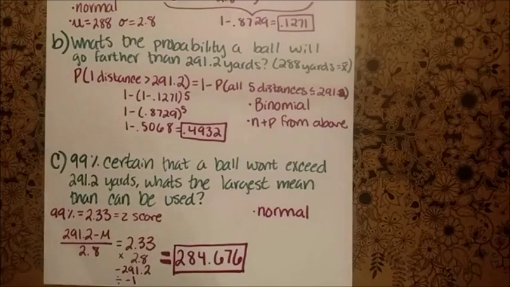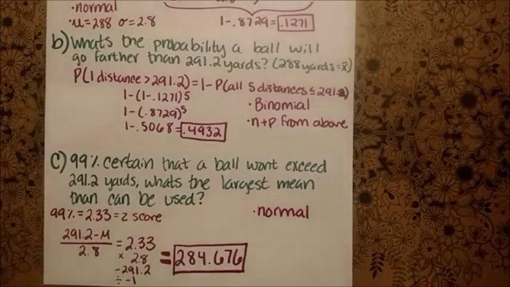So that is the probability that a ball would go farther than 291.2 yards out of those 5 distances that would be tested. And then the last one is, when are you 99% certain that a ball won't exceed the 291.2 yards, but it's the largest mean that can be used. So it wants to be almost 100% certain that the ball won't exceed that yardage, but it wants to be the largest mean that can be used.